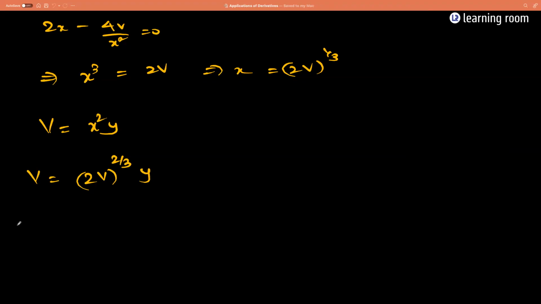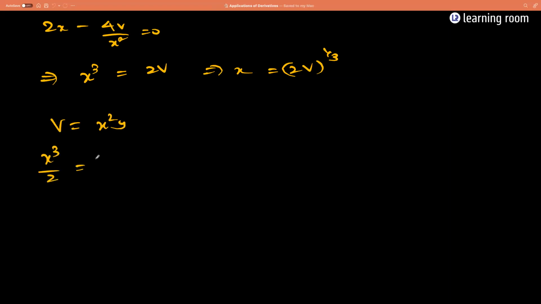Or I can do one thing. V, I can write it. See, 1 minute. Guys, are you able to understand? So 2v is equal to x cube by 2. This is equal to x square by x, and this will get cancelled. So y will be equal to x by 2. That's it. Did you understand what I did?